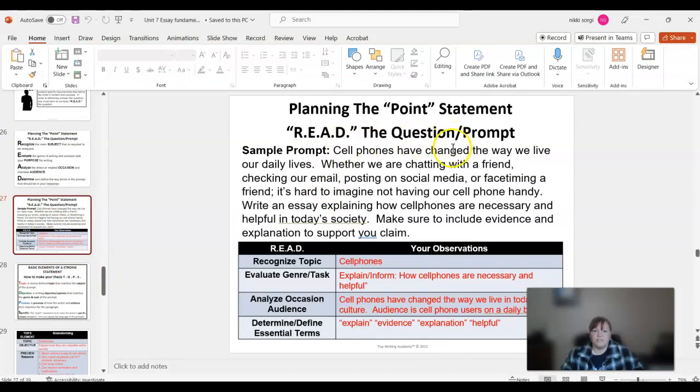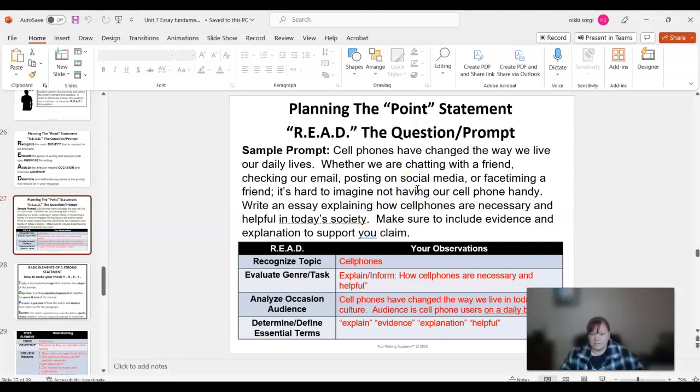So you can see if we look at this prompt, how they end up doing it. Cell phones have changed the way we live our daily lives. Whether we are chatting with a friend, checking our email, posting on social media, or FaceTiming a friend, it's hard to imagine not having our cell phones handy. Write an essay explaining how cell phones are necessary and helpful in today's society. Make sure to include evidence and explanation to support your claim. So the topic, cell phones.